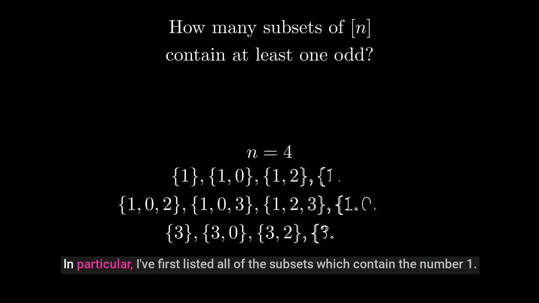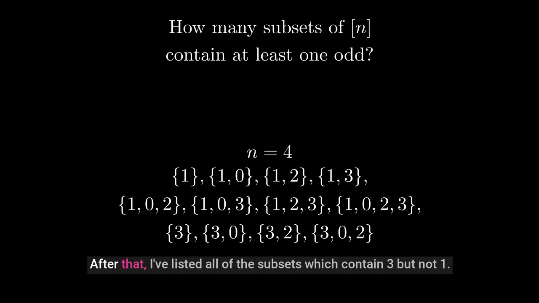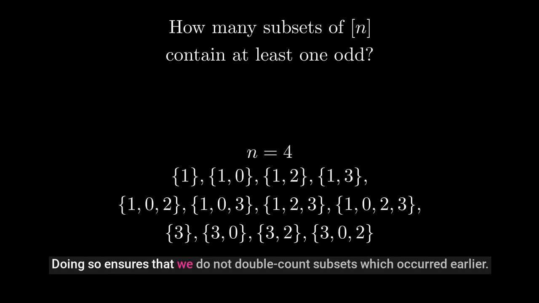We move on to problem 14, in which we will consider families of subsets. For part A, we want to count the subsets of bracket n that contain at least one odd number. On the screen, I've demonstrated what this looks like when n equals 4. In particular, I've first listed all of the subsets which contain the number 1. After that, I've listed all of the subsets which contain 3 but not 1. Doing so ensures that we do not double count subsets which occurred earlier.